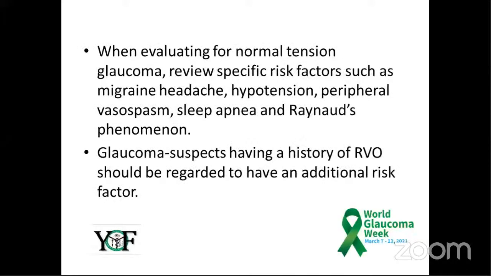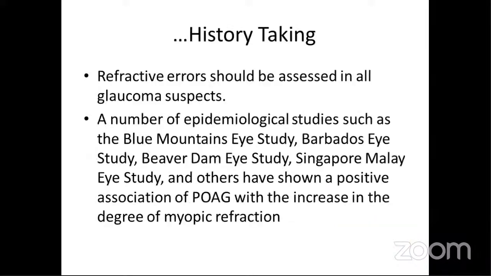Then when evaluating for normal tension glaucoma, review risk factors such as migraine headaches, hypertension, peripheral vasospasm, sleep apnea, and Raynaud's phenomenon. In glaucoma suspects, a history of retinal vein occlusion should be regarded as an additional risk factor.